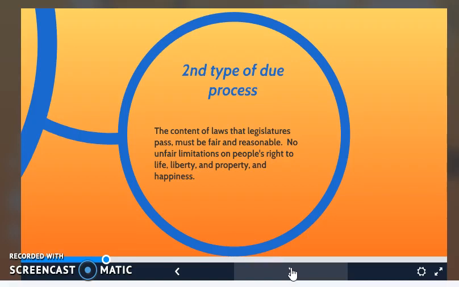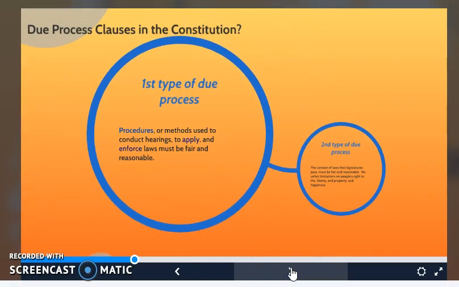Our very common example of that is Jim Crow laws. Jim Crow laws were a violation of due process because the content of the laws itself was unfair. It was not fair to say that there could be segregation of schools. That was not a fair law. So that was a violation of due process.